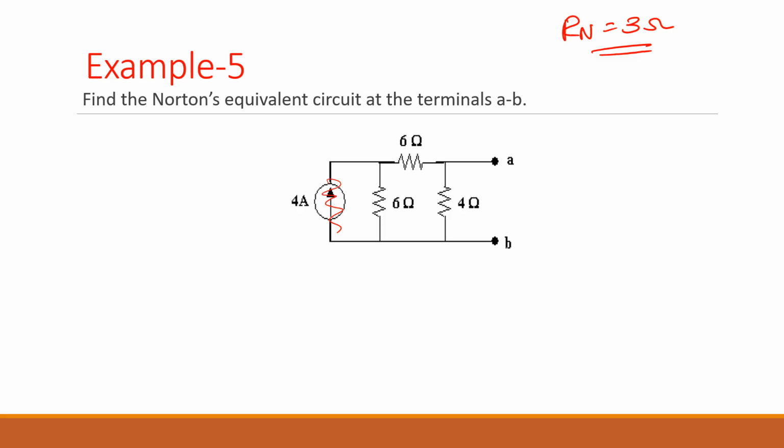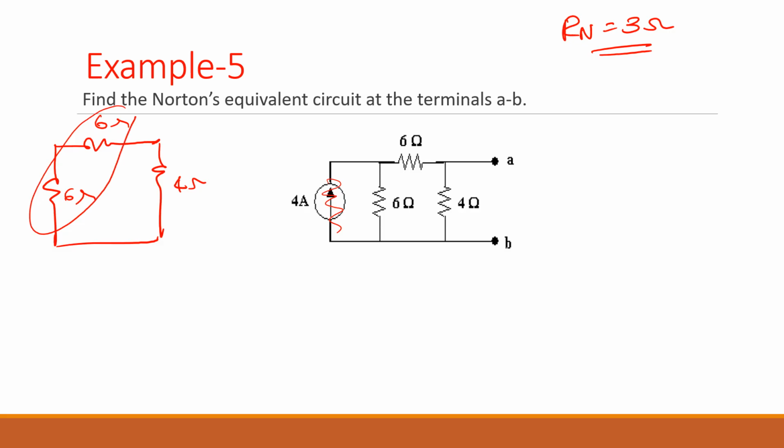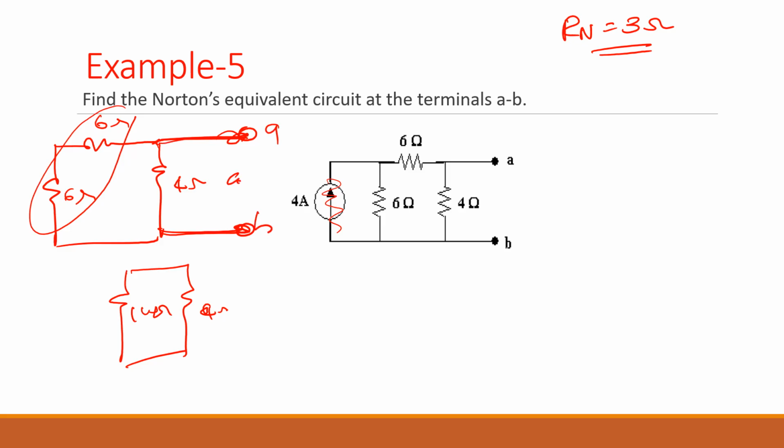6 and 6 are in series like this, and 4 is like, 6 and 6 are in series, isn't it? So you can convert it to a 12, and now the 12 and 4 are in parallel to each other. Because you have this too as well. See, you have the equivalent resistance across the A and B. So you have A and B like this.